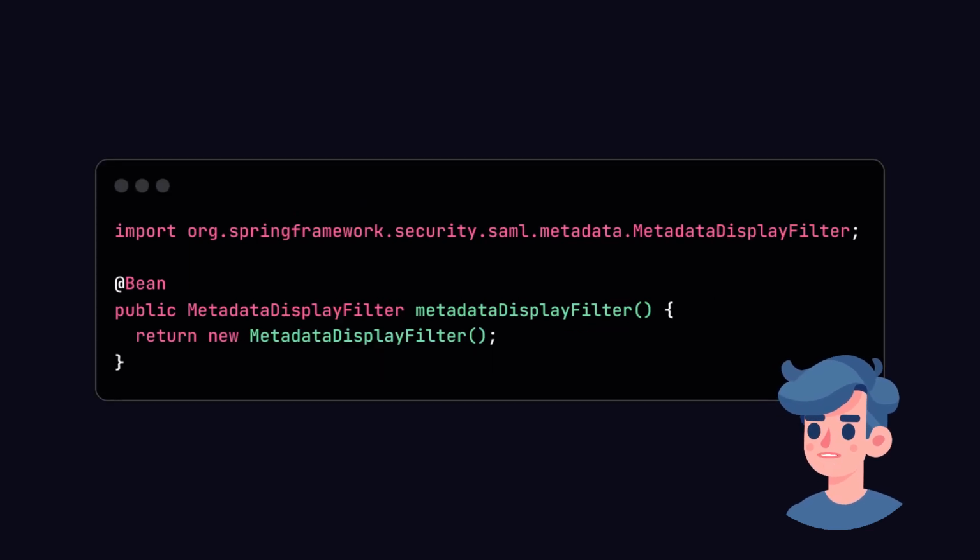After configuring the SAML service provider, we now focus on the identity provider metadata. You will need a metadata XML file from your IDP, which you will parse to set up the configurations on the service provider side. This is commonly done by creating a metadata display filter bean.